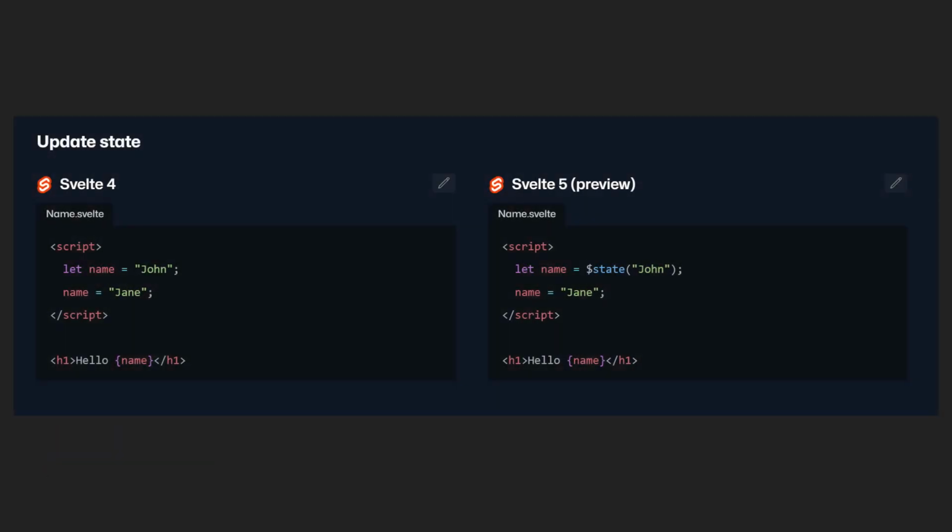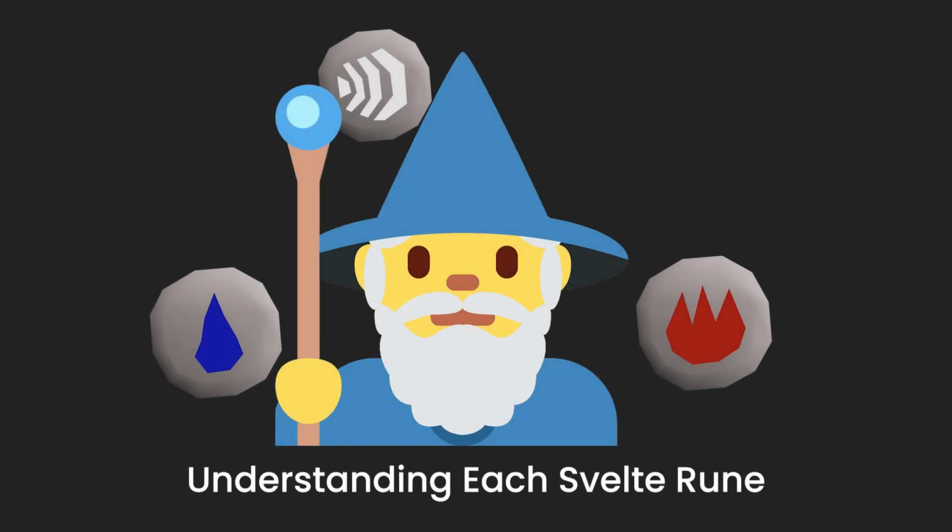If we take a look at this example, we can see that in previous versions of Svelte, we would use let and a simple string to define variables. But now with Svelte Runes, you have to use function-based runes such as $state in order to hold values. Now let's delve into the world of Svelte Runes and take a closer look at each one's unique functionality.